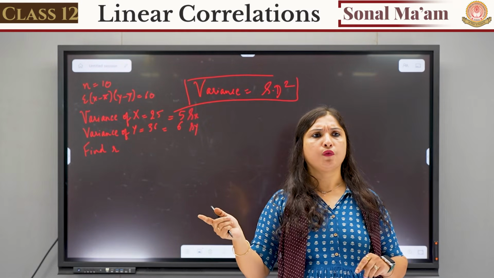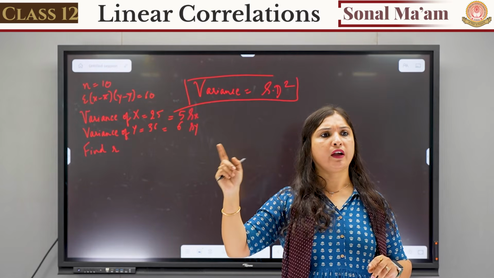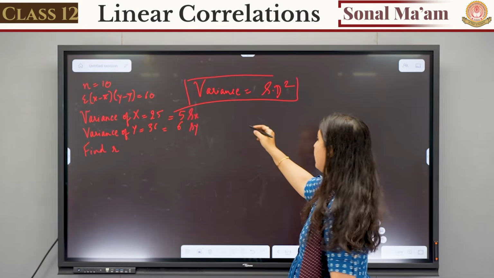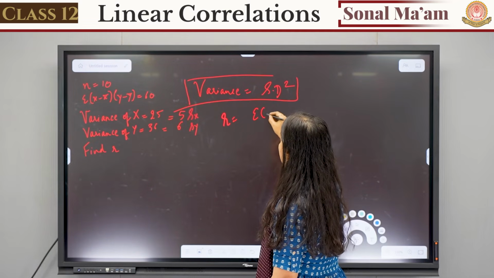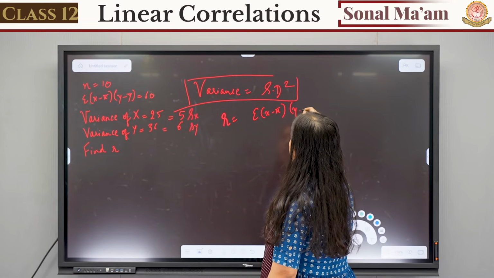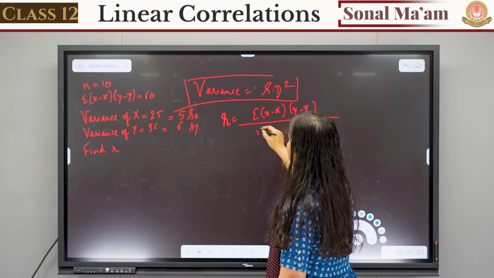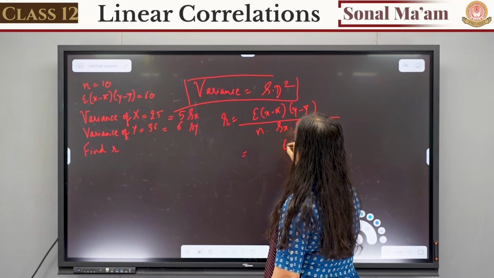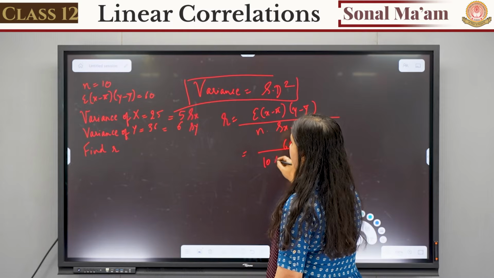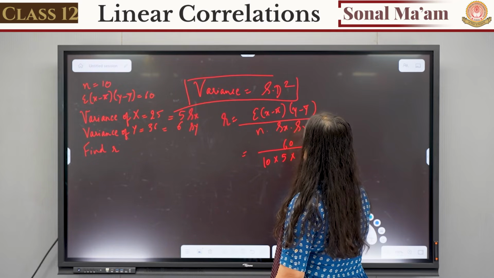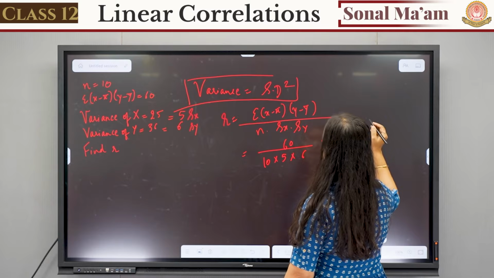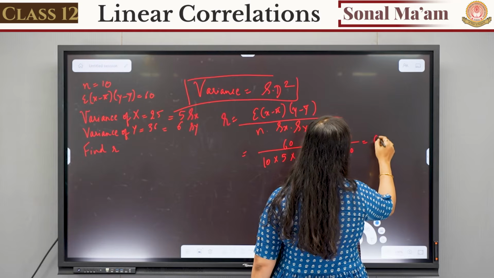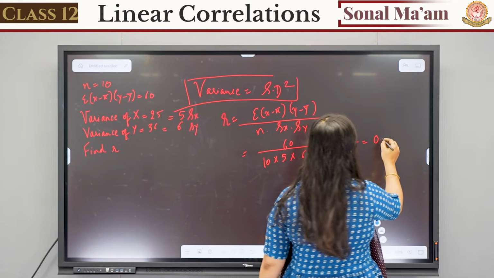Do you remember the first formula that was summation x minus x bar, y minus y bar divided by n? That was the covariance formula, and we applied it for R. The formula was summation x minus x bar, y minus y bar. N will come but will be divided by into Sx and into Sy. So 60 will be divided by 10 into 5 into 6. Therefore 60 divided by 300. So the answer is 0.2.